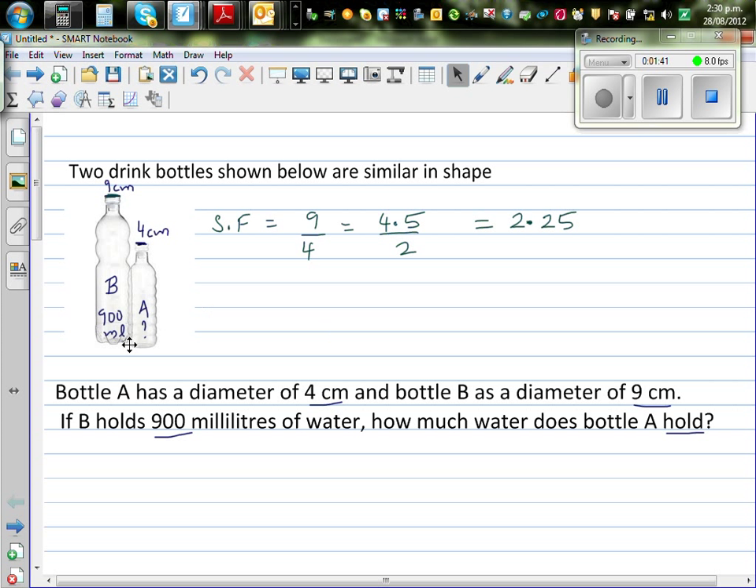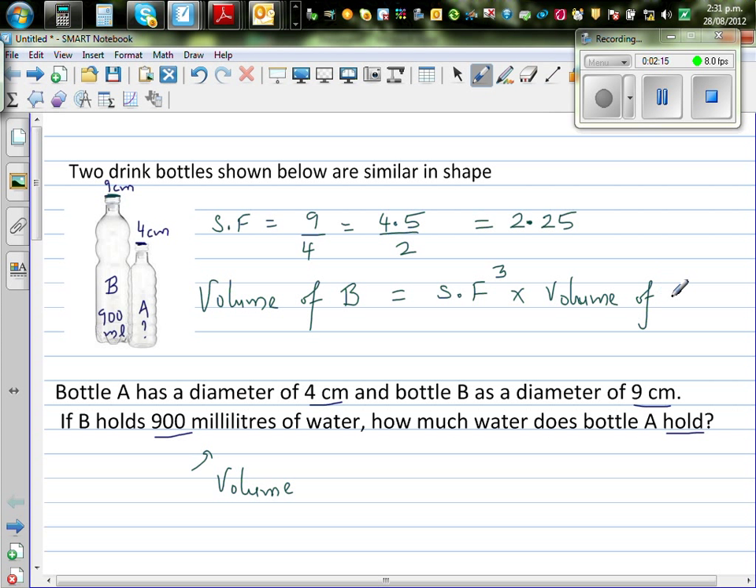Now, as we are dealing with volume, if you want to find the volume of B, B is the bigger bottle, so I'll write with respect to B. The volume of bottle B is the scale factor cubed times the volume of A. So it's very logical. If you multiply the volume of A by the cube of the scale factor, you get the volume of B. When two figures are similar, you multiply the cube of the scale factor by the volume of the smaller figure.